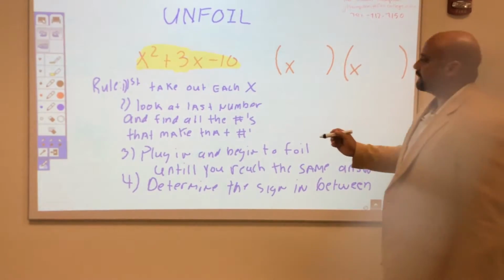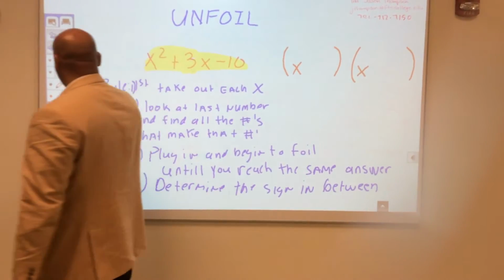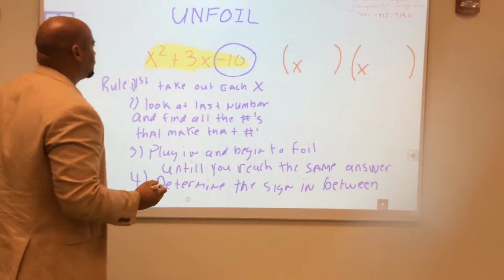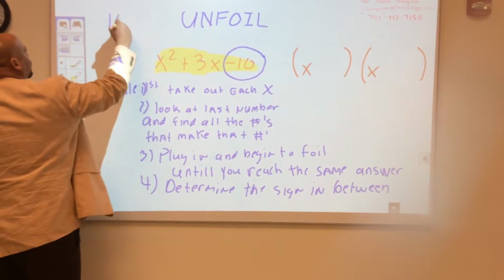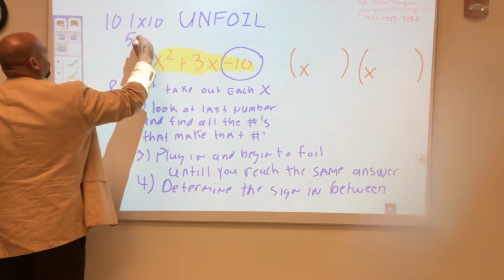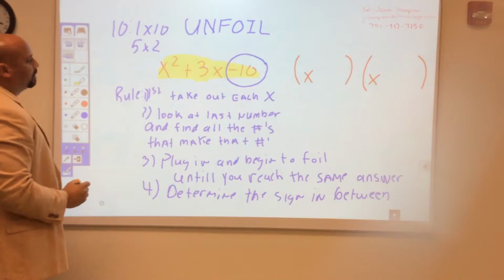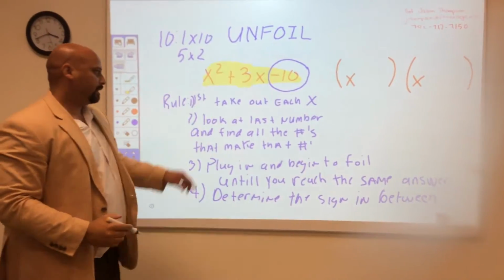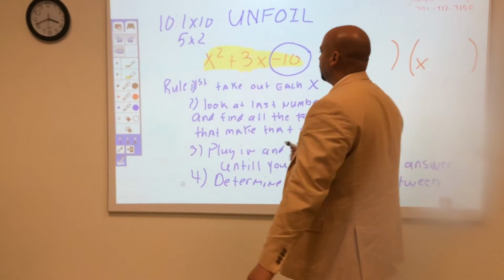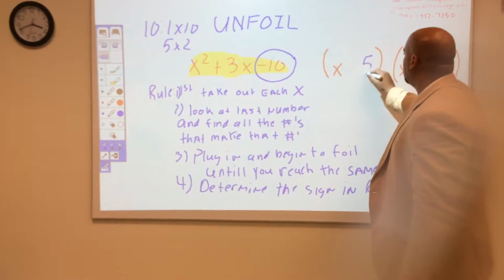I'm going to look at the last number, which is -10, and I need to find all the numbers that make 10. So I'm going to come over here and put 10. What numbers make 10? 1 times 10 and 5 times 2. Now I'm going to play around with the numbers and put them in here and here. I'm going to choose 5 and 2 because I think that's best. So I'll put 5 here and I'll put 2.